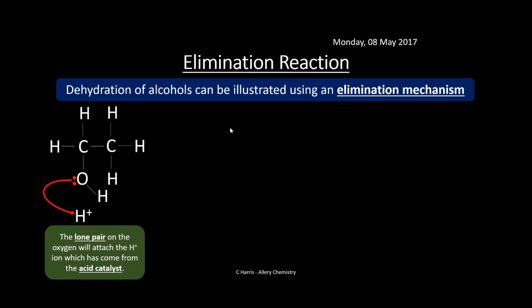Okay, elimination reactions. So dehydration of alcohols can be illustrated using an elimination mechanism. Okay, so again, more mechanisms here. Make sure you know how to do them. Okay, so there's our alcohol. And the first thing that happens is we've got that lone pair. We've actually got two lone pairs on the oxygen, but we've just drawn one on here. So we've got a lone pair on the oxygen on the alcohol. What this will do is attach to the H+ ion, which has come from an acid catalyst. So the ones that we mentioned before, sulfuric acid or phosphoric acid.